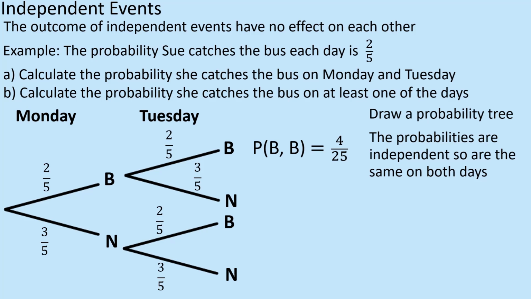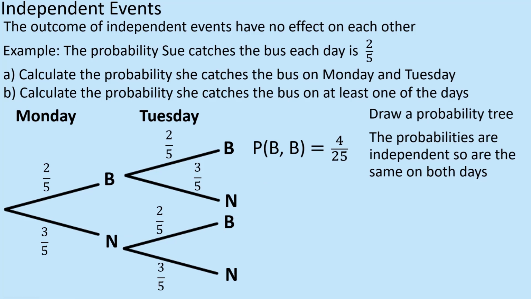Calculate the probability she catches the bus on at least one of these days. So that means she's going to catch the bus either on both days or on one day. There are 2 ways you can do this, and I'm going to show you both. So it could be bus and bus, which is that one. I could do bus and no bus, which would be that times that. Or it could be not a bus and bus, and that'll give me that. And it's going to be those 3 added together.